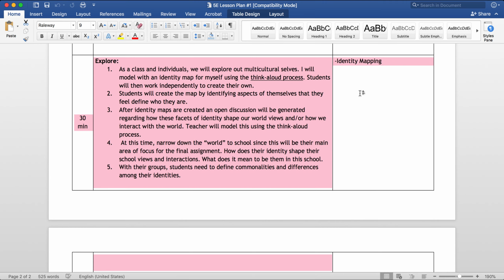So how does their identity shape their school views and their interactions? Do they act a certain way because of their cultural beliefs at home or the way that they've been brought up? How does that drive them to be who they are when they're at school or not at school? And what does it mean to be them at this school? Where do they see themselves fitting in at this school, or not fitting in? With their groups, students can create a list of commonalities and differences, and you can just have them create a T-chart, something very simple. You could even do it on poster paper.